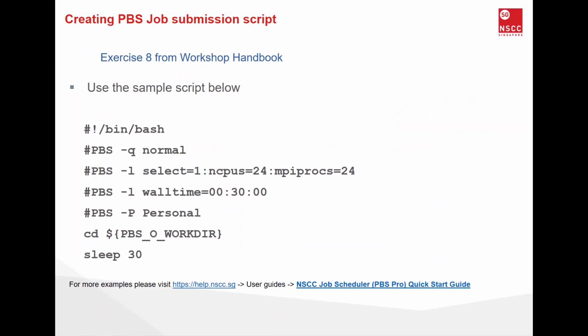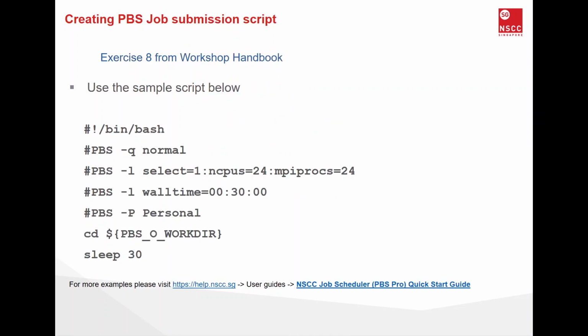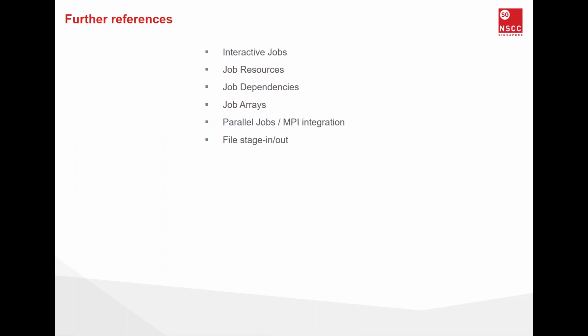We have several examples on job submission, starting from a simple serial job until a big complex MPI or array jobs. Let's get to the next slide. We have different job types which we wanted to refer: interactive jobs, job resources, job dependencies, job arrays, parallel jobs or MPI integration, file staging and stage out if you wanted to refer further.